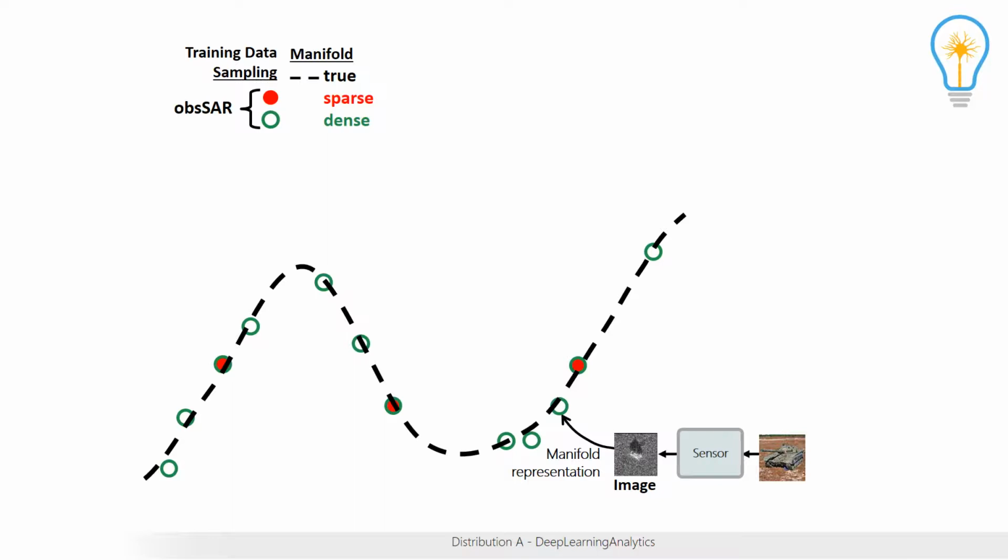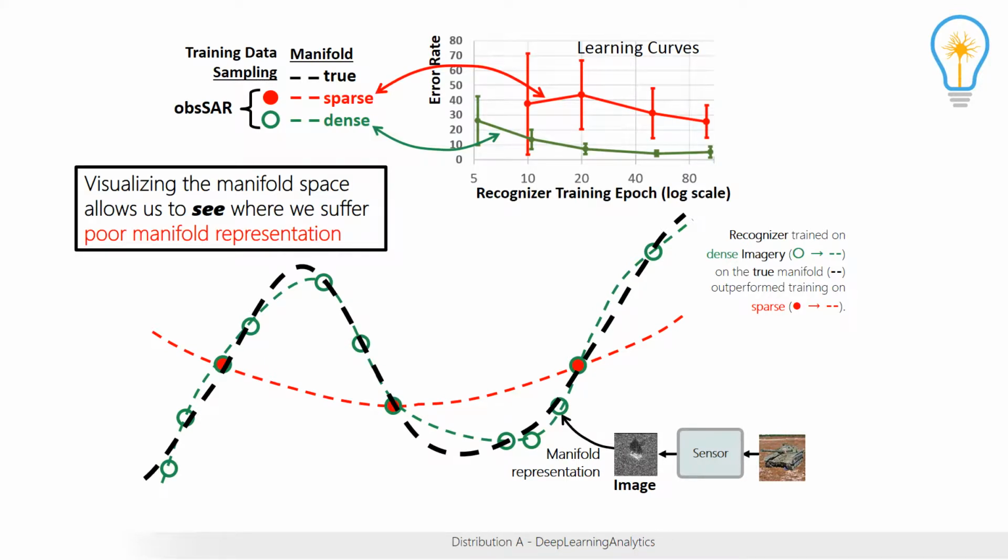Here we show the true underlying manifold in black. When deep learning algorithms see training data densely packed enough, like the instances in green, they can do a good job approximating that true manifold. But when they only observe sparse training data, like the instances in red, they can fail to approximate that true manifold. This was the behavior we observed in our experiments. That deep learning recognition algorithms trained on dense imagery, the green curve, learn faster and converge to lower error rates than when trained on sparse data, the red curve.